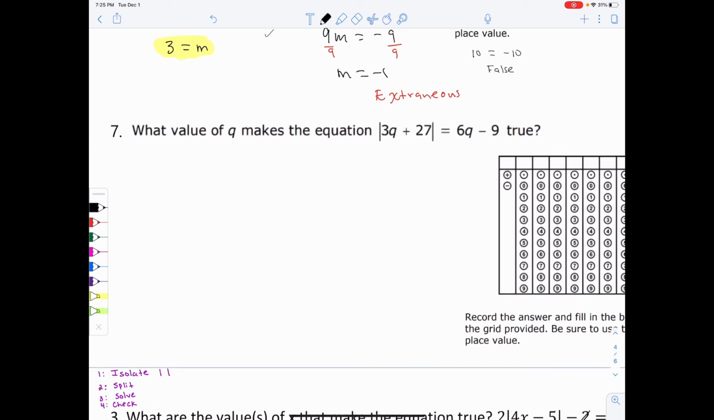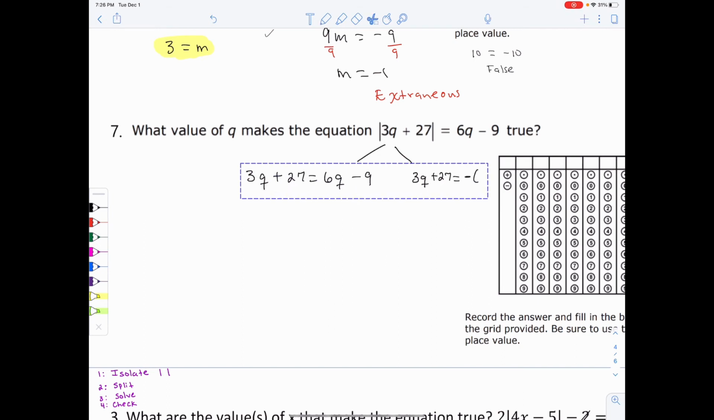3q plus 27 equals 6q minus 9. Absolute value is already isolated, so it's ready to be split, right? So one equation is going to be 3q plus 27 equals 6q minus 9. And then the other equation will be 3q plus 27 equals the negative answer. You've got to make sure it goes to both. I'm running out of room here.